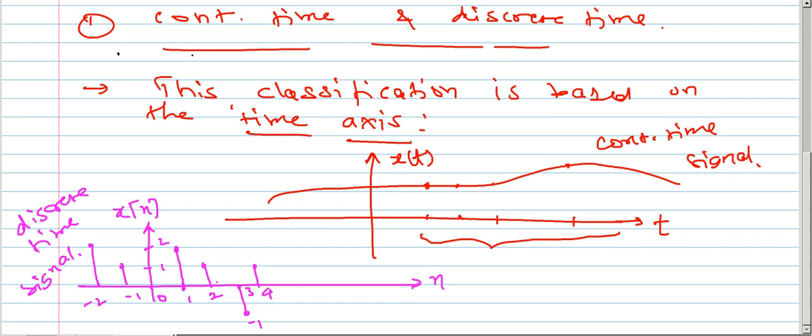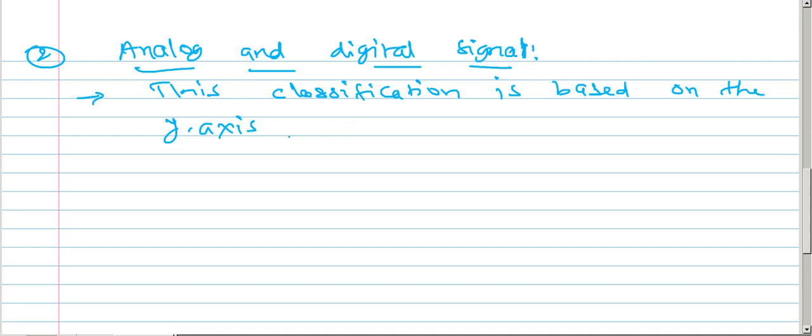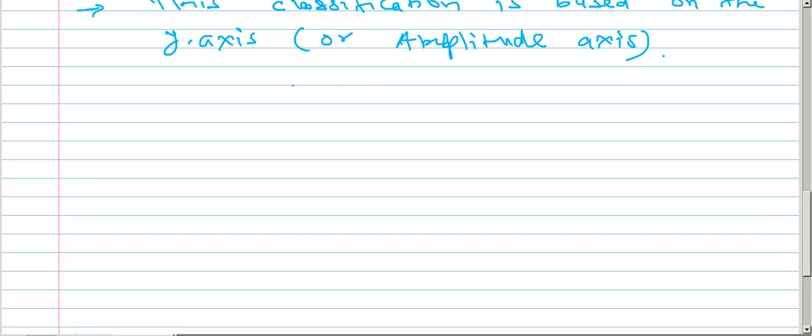Now remember that this classification is based on the x-axis, or time axis. Now let us move to the second classification, which is analog and digital. This classification is based on the y-axis, or you can say the amplitude axis. So when you are required to classify the signal as analog or digital, you need to consider the y-axis, the amplitude axis.